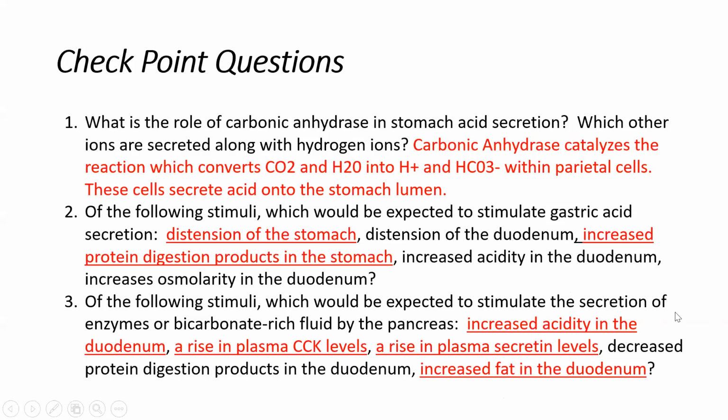Okay, so the stimuli here are going to be increased acidity in the duodenum, rise in either CCK or secretin levels, and increased fat in the duodenum, or proteins, although it's not mentioned here.